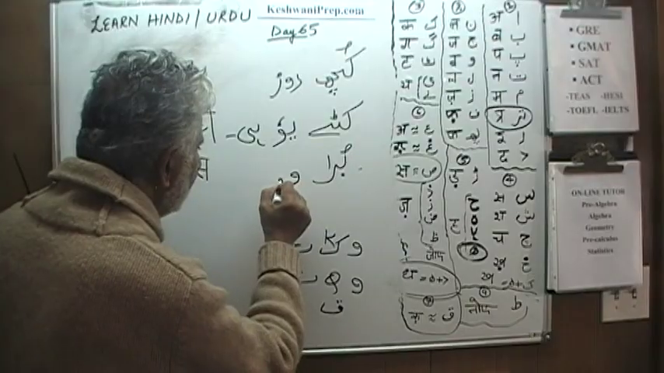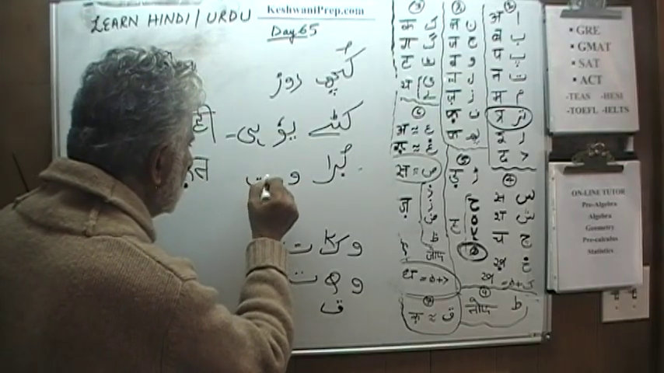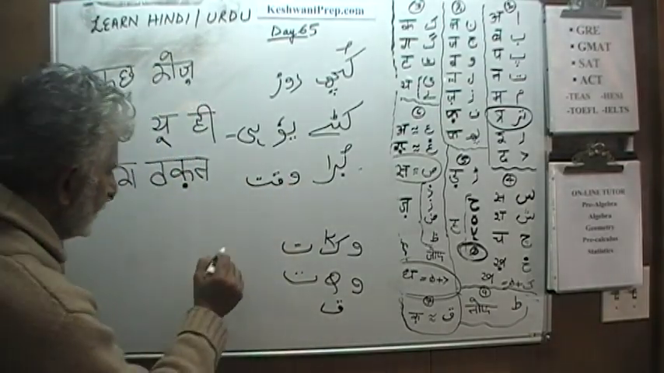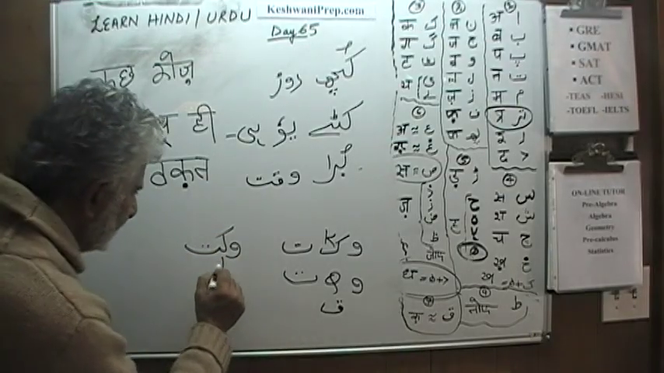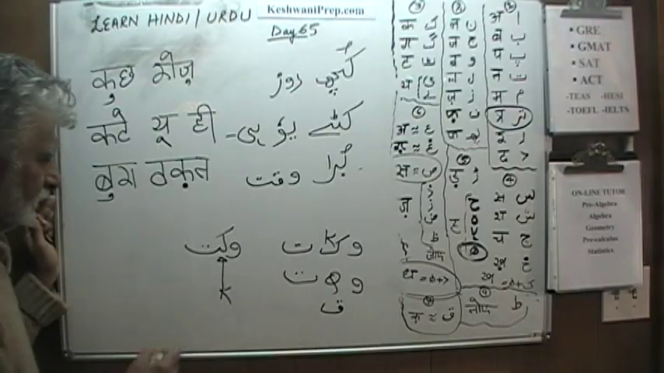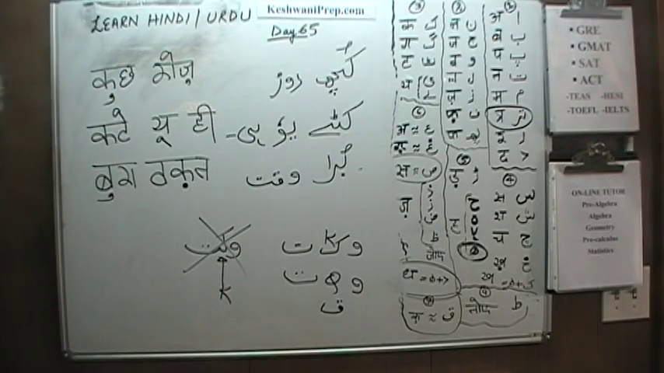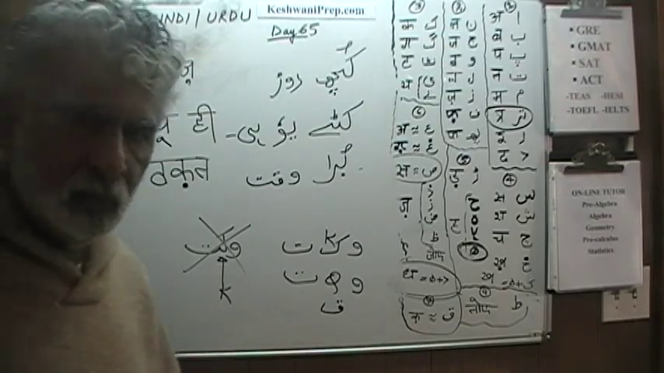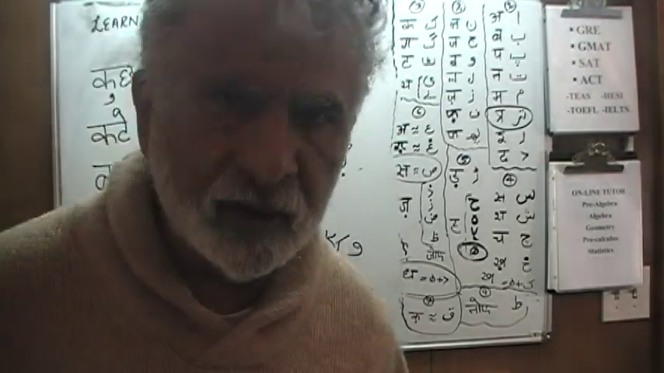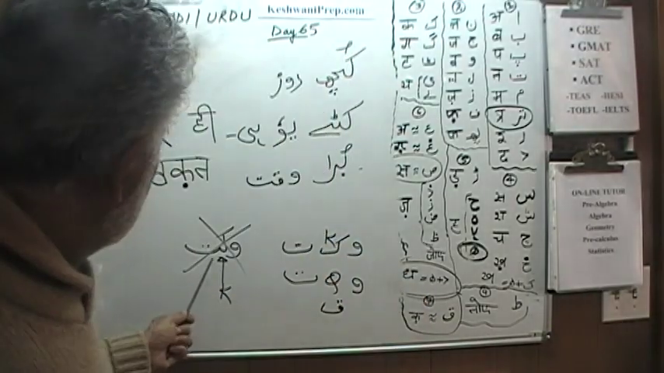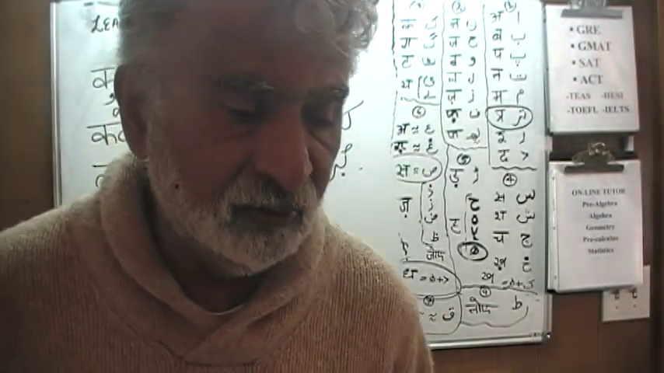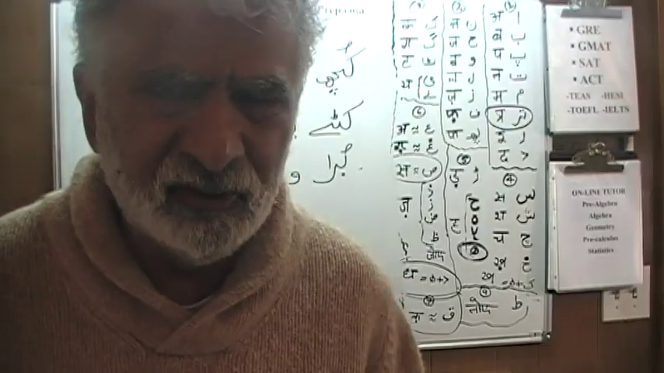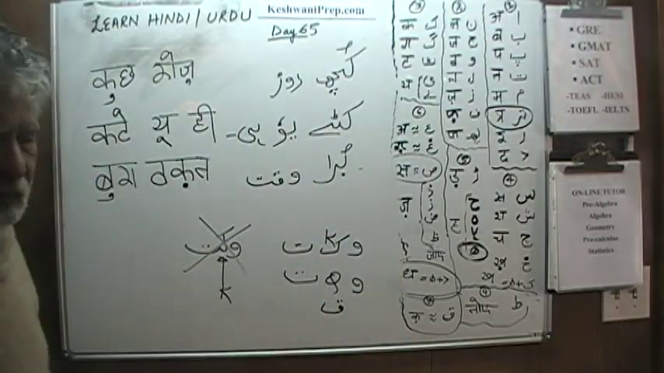Wa, and this is your Q and a T. It's not written like this. That's a K, and that's the wrong spelling. Nobody will understand it. No Hindi or Urdu speaker, well, they might understand it, but for some reason it hurts your eyes when you look at it. It hurts the reader's eyes because it just stands out. It doesn't look pretty. Waqt.